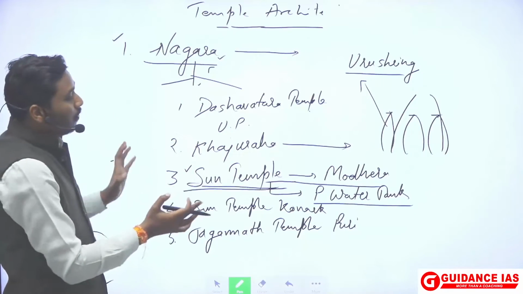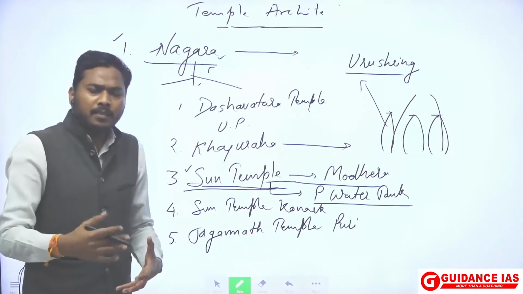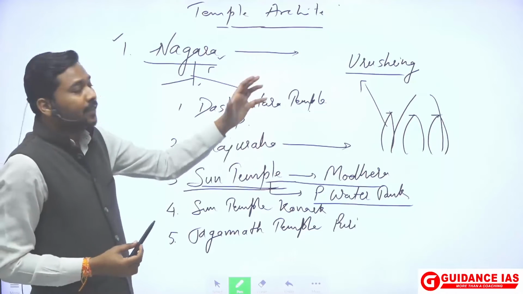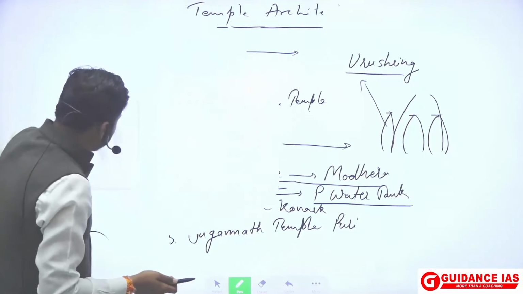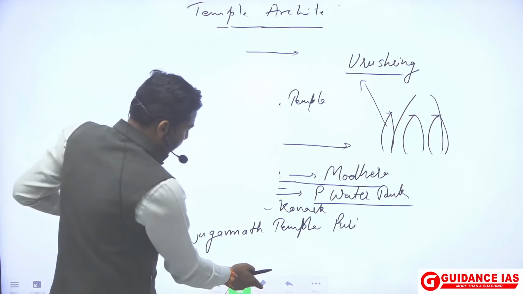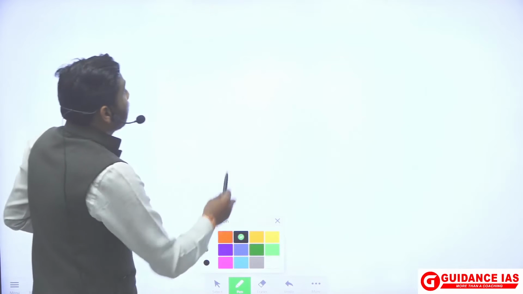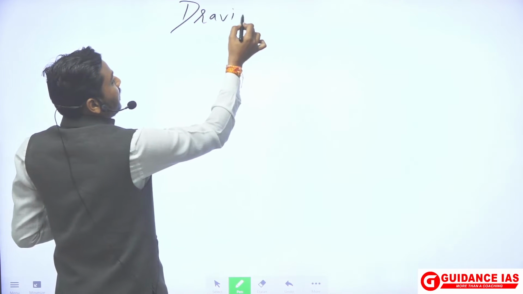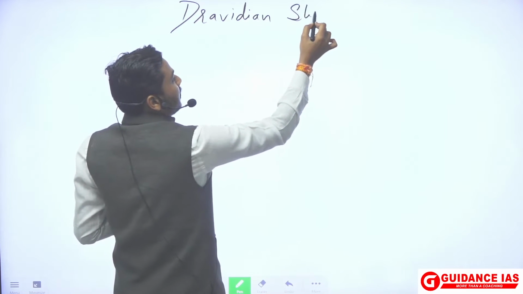So that is all about Nagar style. We can discuss them in detail when the right time arrives. Okay, so that is the Nagar style of architecture. Now going into the second one, the Dravidian style.